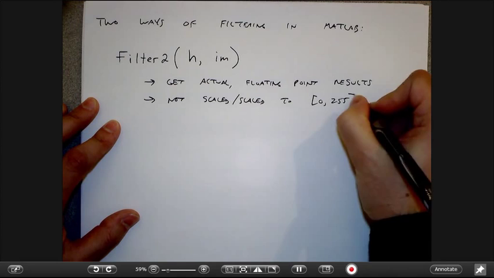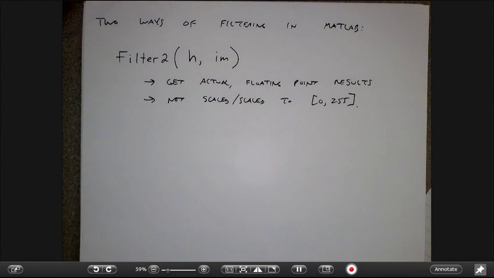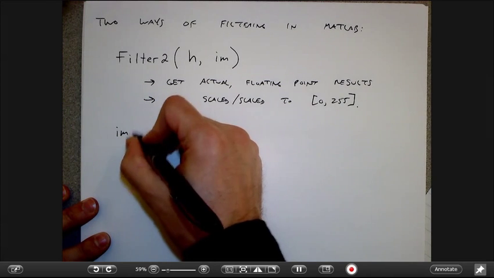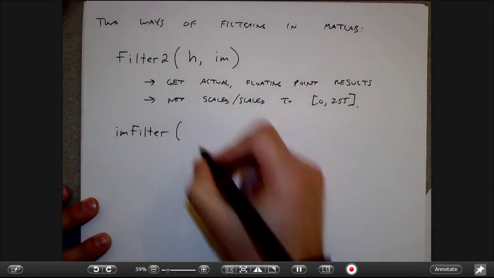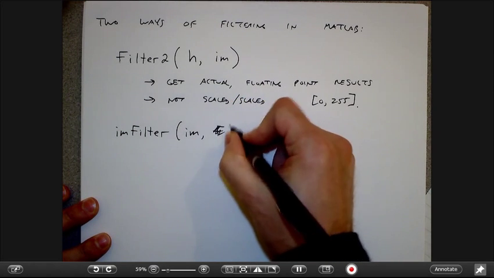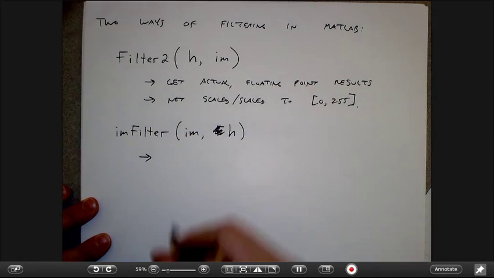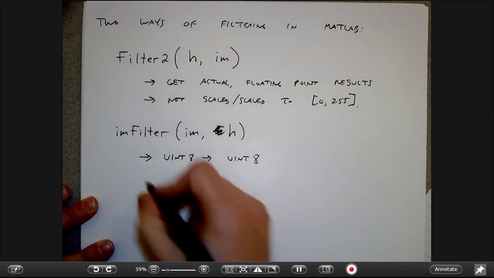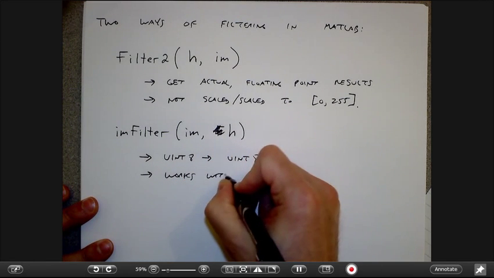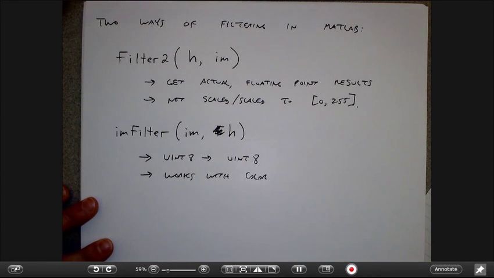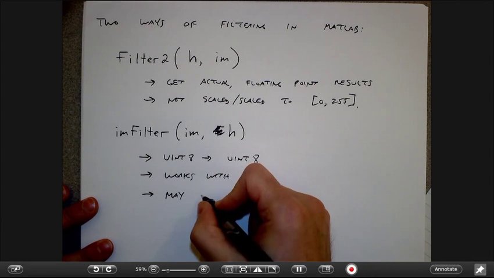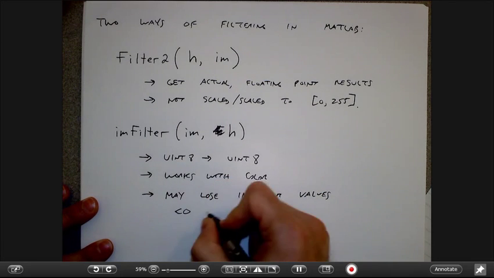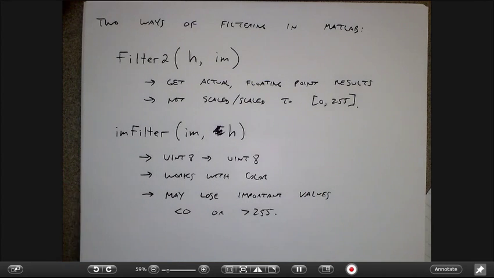So depending on whether you really care about the actual values or whether you just want to see the effect on the image, the other option is a specific function from the image processing toolbox called imfilter. For some reason, they flip this around so that you put the image first and then the filter. The advantage of this is that if I have an image coming in, I also get the right image coming out. It also works with color automatically, so you don't have to worry about making it grayscale or applying it to every color channel. The con is that you may lose important values below 0 or greater than 255. So we're going to talk about each of these, what they do.